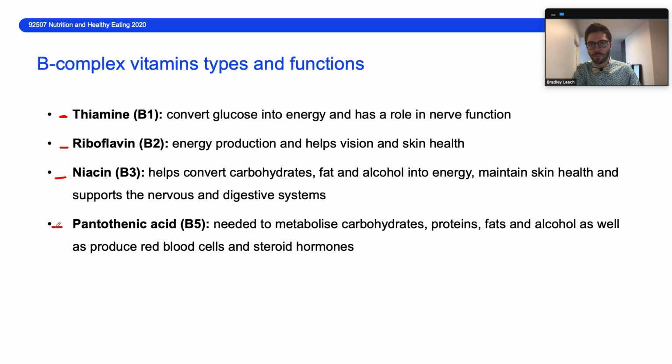B5 supports with the metabolism of carbohydrates, protein, and fats, and also alcohol. And it plays a role in the production of red blood cells.